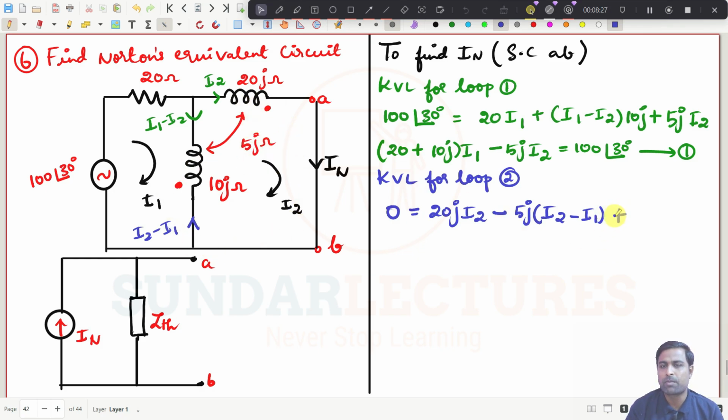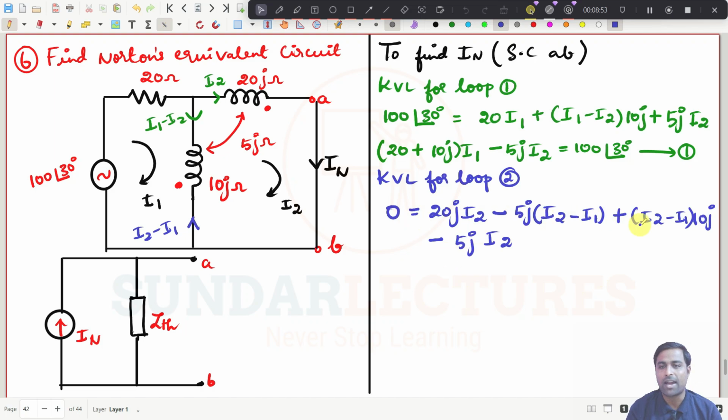Straight away I put plus for the self-induced EMF, right? What is the current flowing here? It is I2 minus I1 multiplied by 10j. So that is the self-induced EMF. And you see this current is entering the dot, this current is leaving the dot. So what do I have to put here? I have to put minus. It is 5j. What is the other coil current? It is I2. This is the mutually induced EMF.